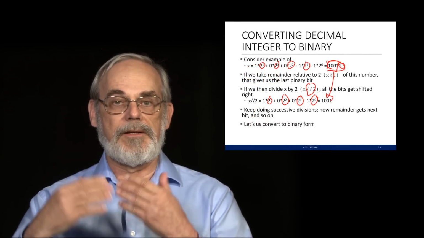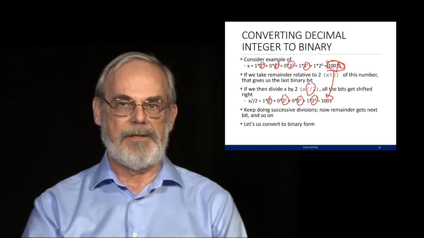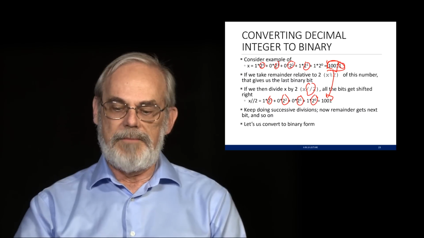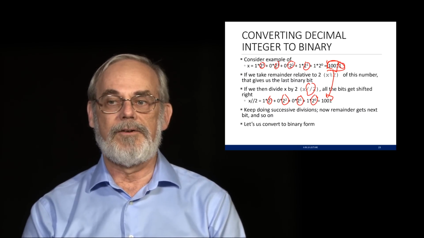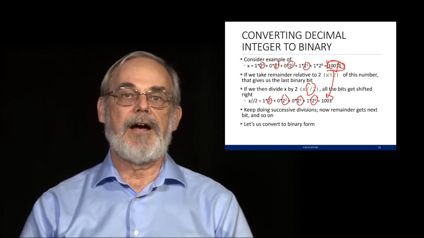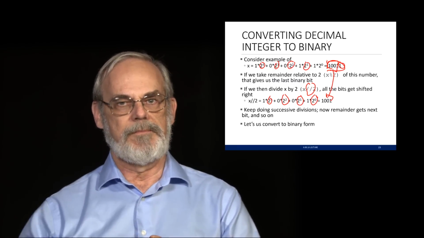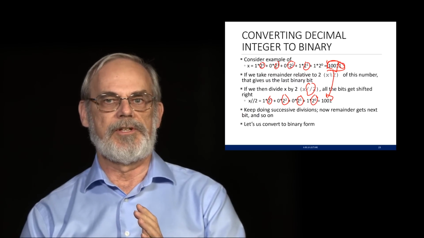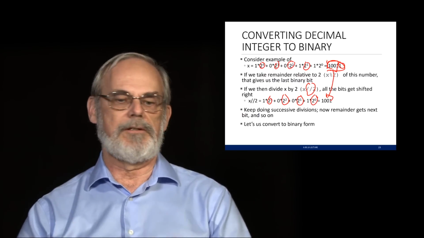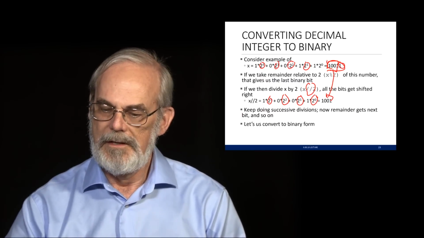If I keep doing successive divisions like this, I can keep track of each of the bits that comes out, because the remainder gives me the next bit, and when I'm done with all of that, I've converted to binary form. So the basic idea: given an integer, take the remainder with respect to 2, that's the low order bit, divide integer-wise by 2, which shifts right, and do the same thing until I've exhausted the entire integer representation.